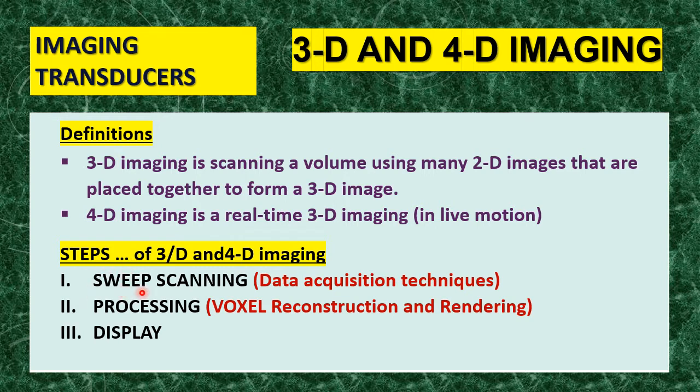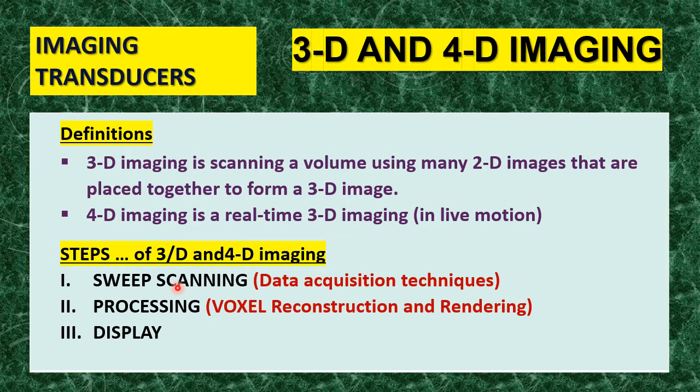So sweeping, this is the first step, and from this first step we get data acquisition. The electronics of the machine will acquire the data so that, during the processing, it will take these images to build the 3D. So first we have data acquisition techniques, and we actually have three techniques for getting this data acquired by the machine.